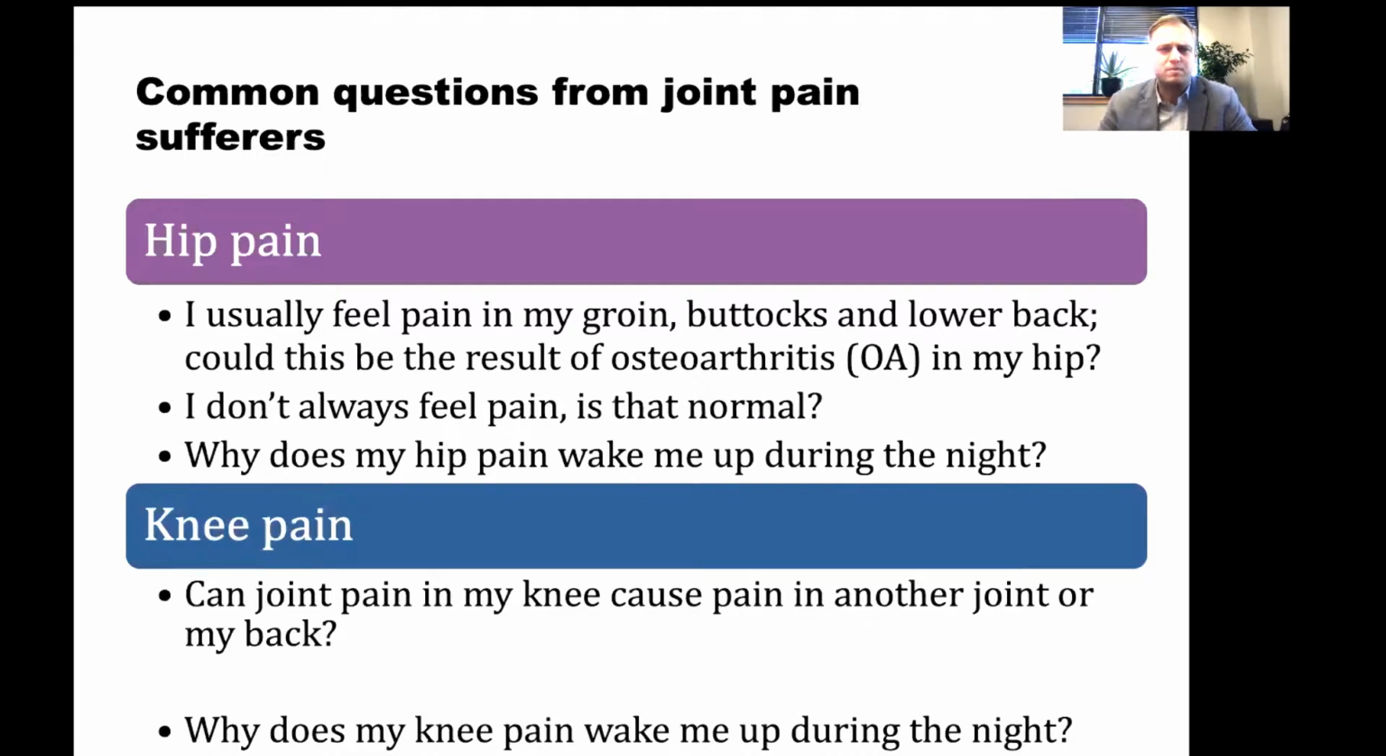And why does my hip pain wake me up at night? Well, hip pain can wake you up at night because you're more sedentary thinking about your hip pain, or you could have been very busy that day, resulting in increased pain.